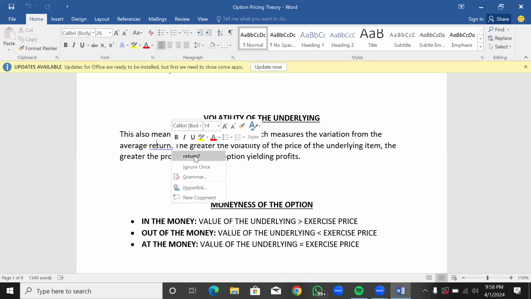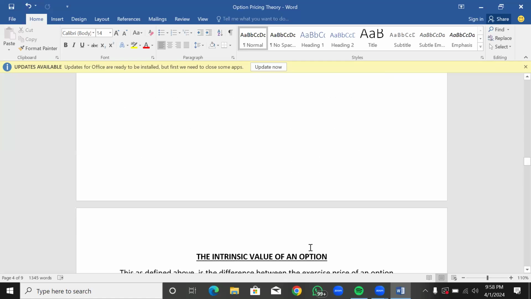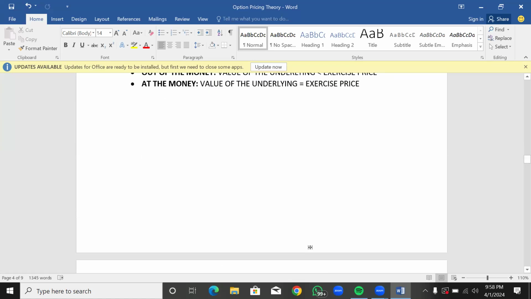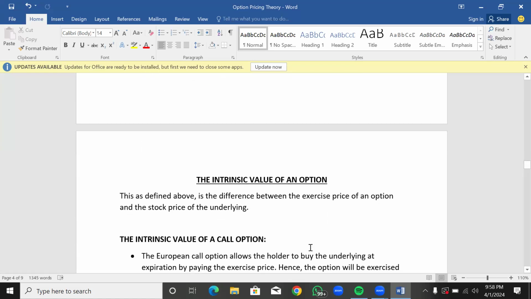So this is the moneyness of an option that I spoke about. An option is in the money when the value of the underlying is greater than your exercise price. Out of the money when the value of the underlying is less than your exercise price. At the money when the value of the underlying is equal to your exercise price. So those are the things I spoke about. Let's move right to the topic, which is the intrinsic value of an option. But before I do, let me go through something again.